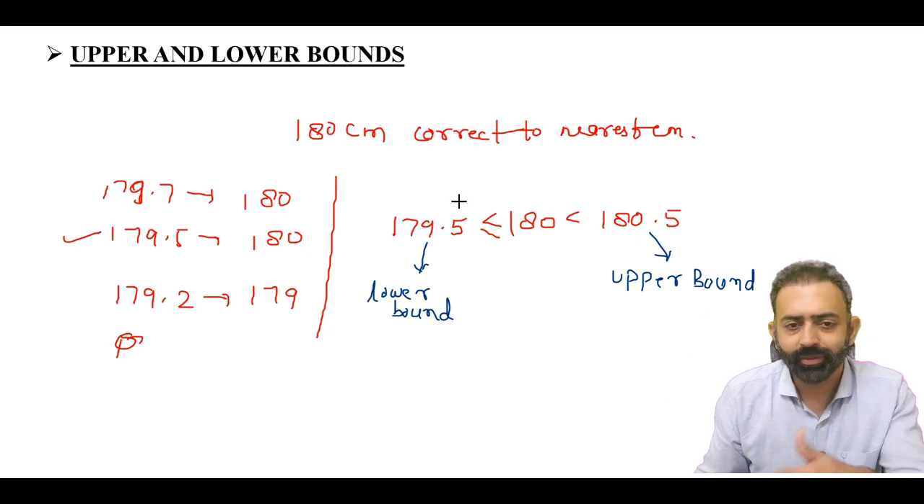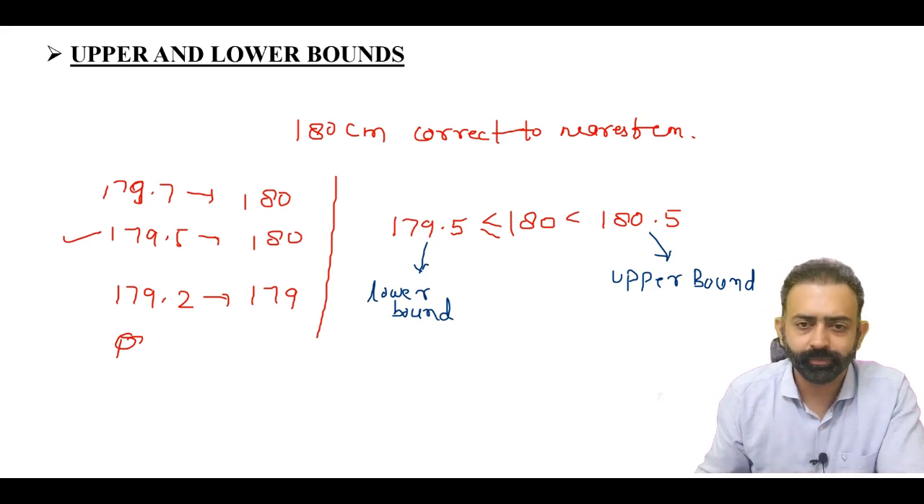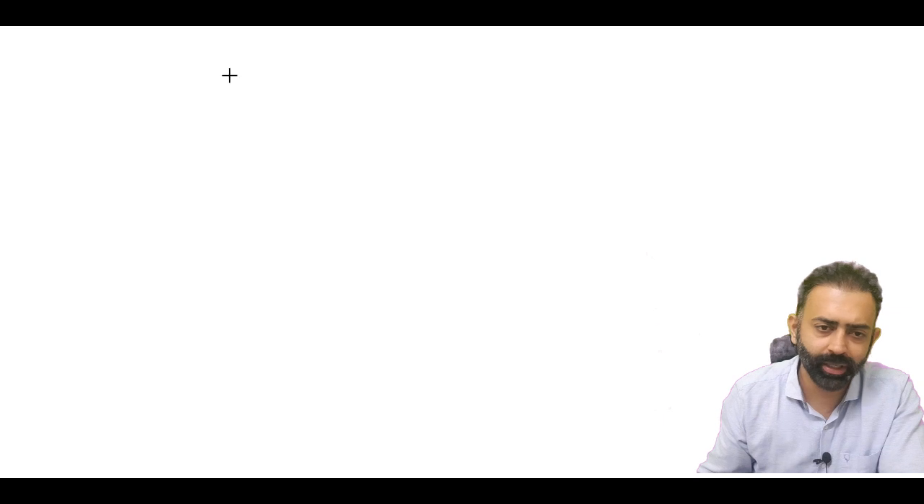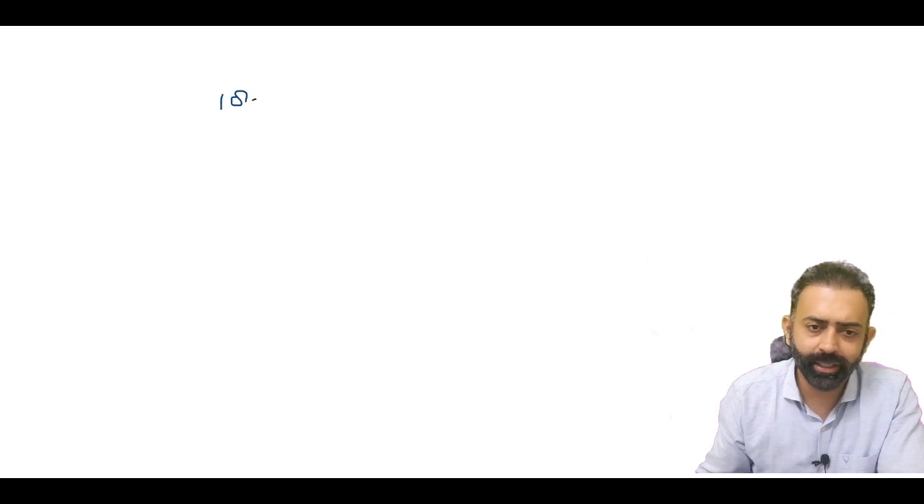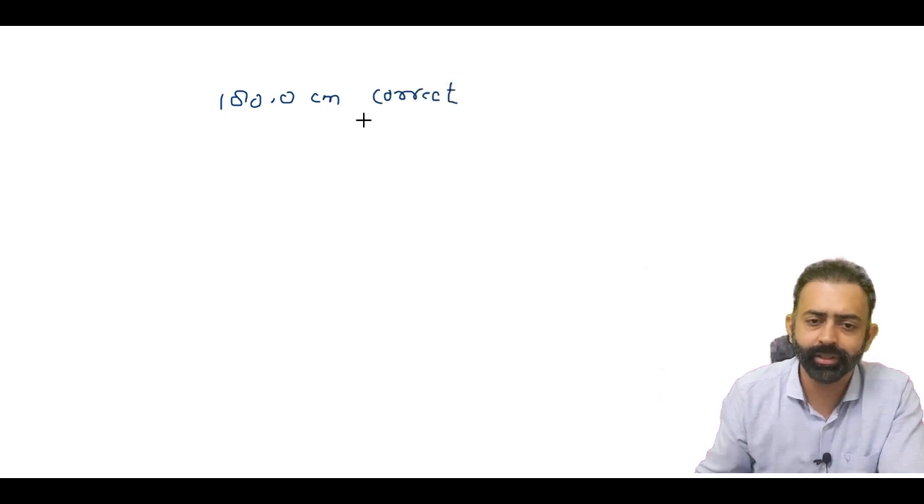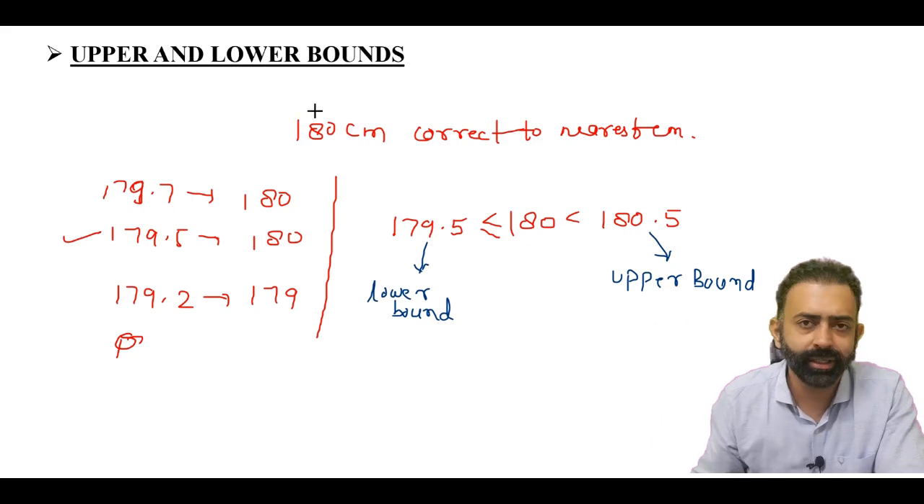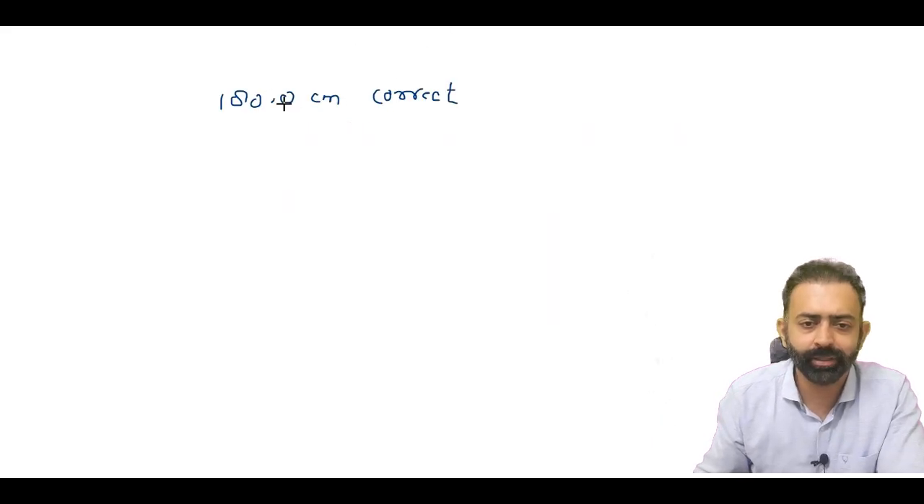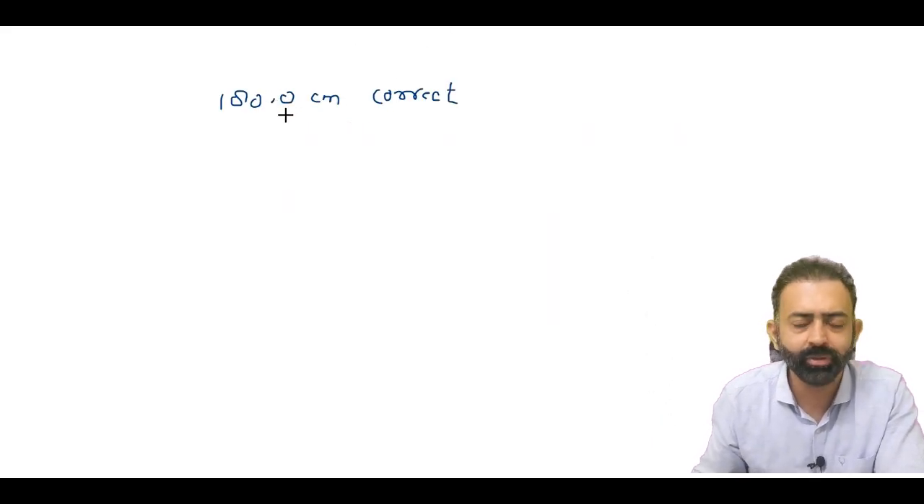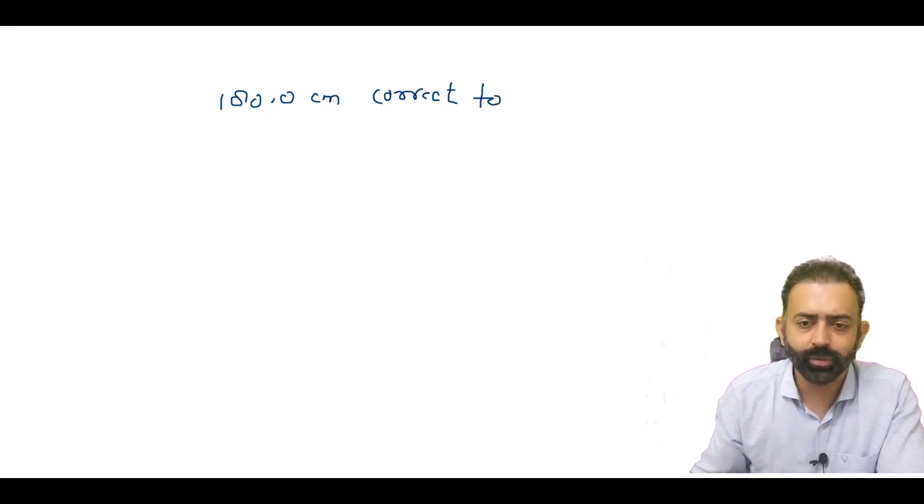Okay, let us go deeper into this. Suppose now the height is given as 180.0 centimeters, and it is now correct to, just notice the difference, that earlier it is just 180. This time I have given it with a decimal number which is 0.0. That means this 0 is significant. It is correct to nearest millimeter.